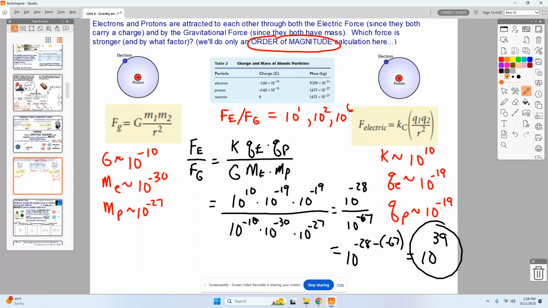Because that number is huge. Would you guys agree? 10 to the 39th, a big, big, and even bigger number. It's not 10 to the 6 times bigger. It's not a million times bigger. It's not a billion times bigger. It's not a trillion times. It's 10 to the 39 times bigger. Is that a big number? That is a huge number.